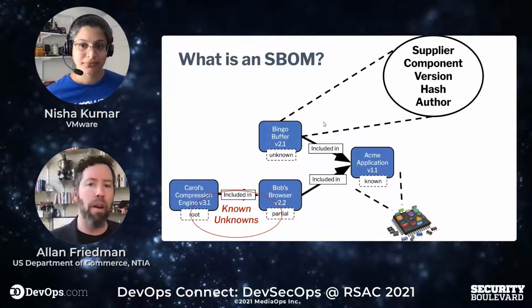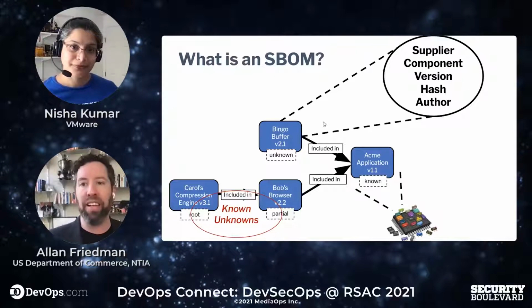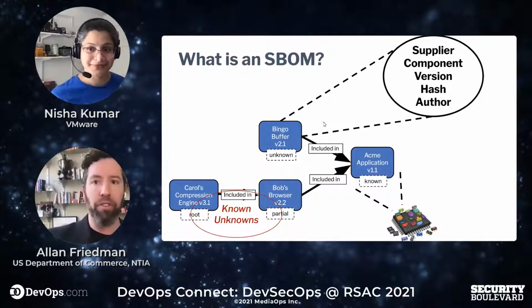By saying we don't know, whoever gets this data can make the appropriate decision. They can say, that's not good enough, give me data. They can do their own risk analysis, or they can say, you know what, that's fine. I'm not worried about the risks here. The important thing is that we're empowering people to make those decisions.